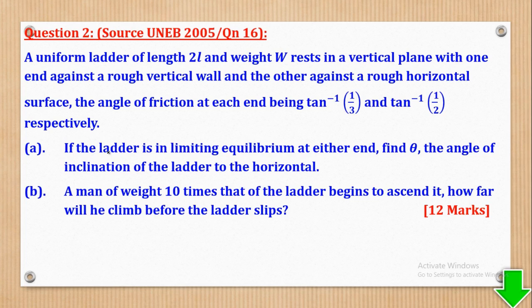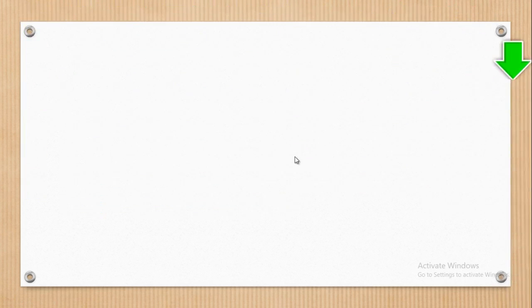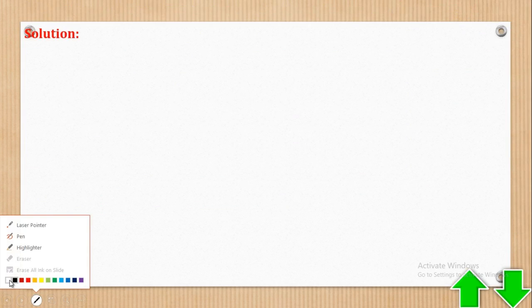Then part A says, if the ladder is in limiting equilibrium at either end, find theta, the angle of inclination of the ladder to the horizontal. Then part B says, a man of weight 10 times that of the ladder begins to ascend it. How far will he climb before the ladder slips? So the first thing to do is to make a sketch of the force diagram.